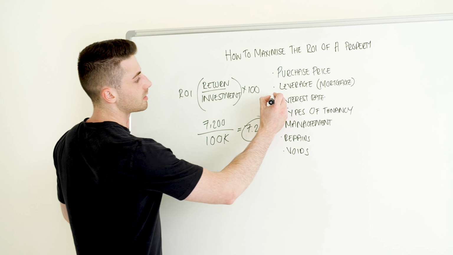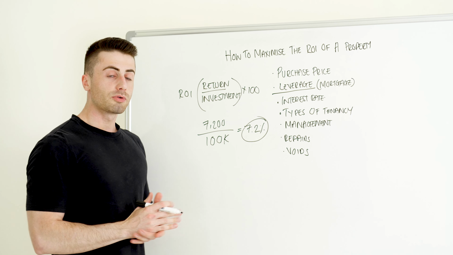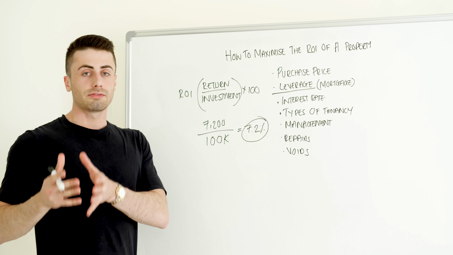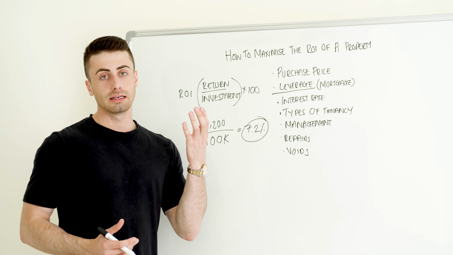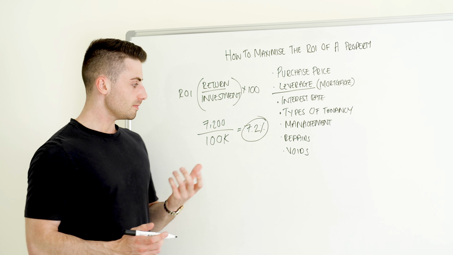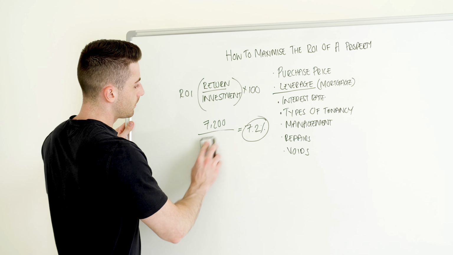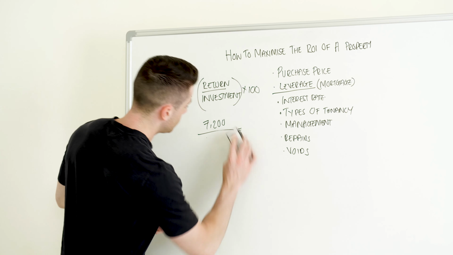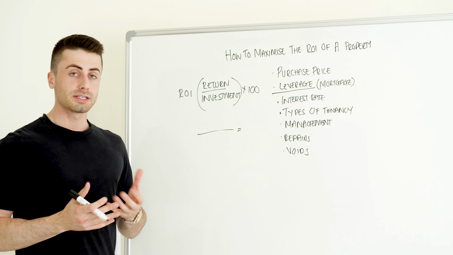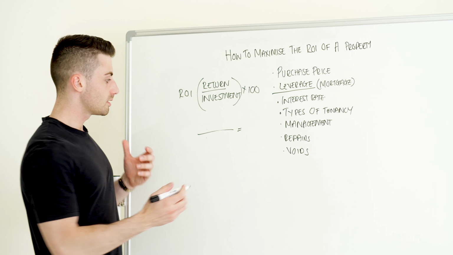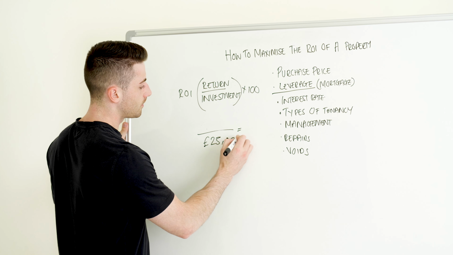So if we use leverage and we get a mortgage, and typically when investing in property, the banks will give you 75% of a purchase price, it means we only have to put in 25%. So back to this example. If we were to put in 25% and the purchase price is £100,000, our investment is £25,000.